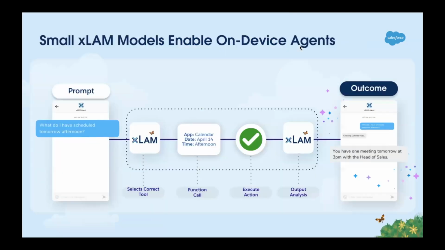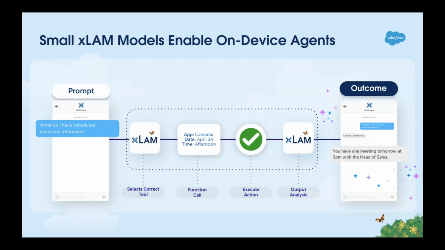If we imagine taking one of these smaller models, maybe that 1B model, and putting it on a phone, here's how it could work. You imagine you have the prompt about scheduling on your phone. That prompt will be passed to the 1B model, and the 1B model would select the correct tool and write the right function call. Then the backend of your app or your phone would be able to execute that action, actually making that API call.